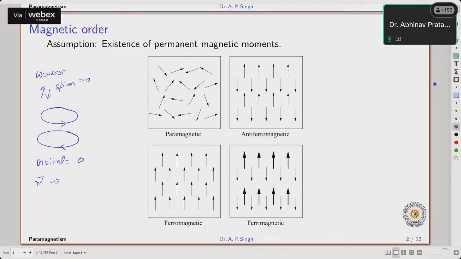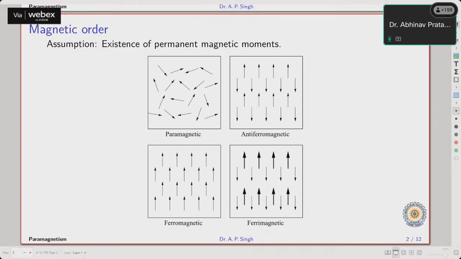no field is applied. But when you apply a magnetic field, then we have seen in the last class, it acquires a negative magnetization. So those were diamagnetic materials. But today we are going to talk about the paramagnetic materials first, and then later we'll talk about the ferromagnetic materials.